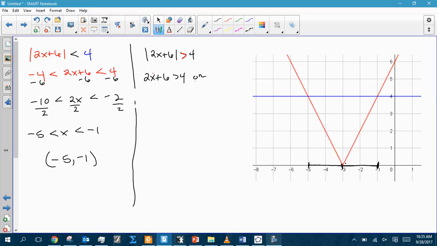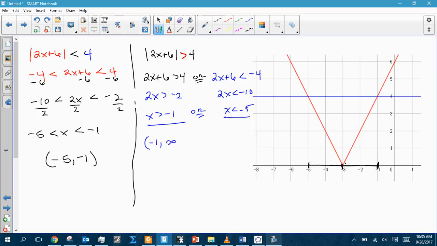But then I'm going to write the word or, and I'm going to do 2x plus 6 is now less than negative 4. Subtract 6 from both sides, I get 2x is greater than negative 2, x is greater than negative 1. Or, now solve this one, 2x is less than negative 10, x is less than negative 5. And now, these are in set notation. We put them in interval notation. So x is greater than negative 1. So those are the values that are greater than negative 1. Or x is less than negative 5. So negative infinity up to negative 5 are those values.